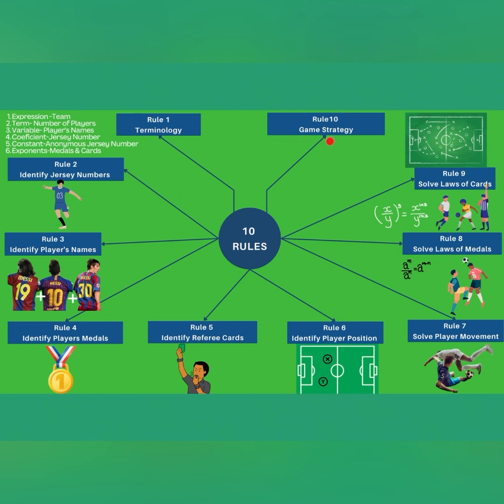And finally, rule number 10, game strategy. This is where we now recall all the rules that we've gone through and set up a winning strategy. So we need to know the identity of our jersey numbers, our players' names, our players' medals, our referee cards, our players' position, and start solving our movements and our laws of medals and our laws of cards. Once we know how to identify and how to solve, then we have a winning strategy. Then we can know how our players are positioned and how they're moving.